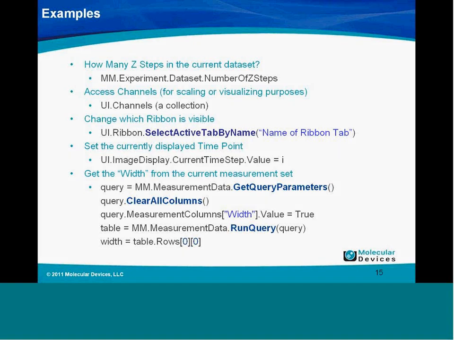Then we're going to actually run the query, which returns a table. The table is equal to mm.measurementData.runQuery, and then the query that we just built. And since we only had one column that we asked for, and if we have multiple data sets or not, we're just going to look for the first one. The width is equal to table.rows, so that would be the first row of data, the first column, and that would be our width of our first object.